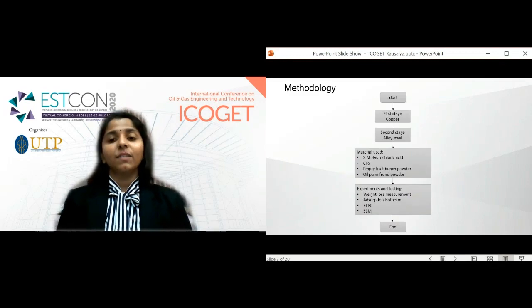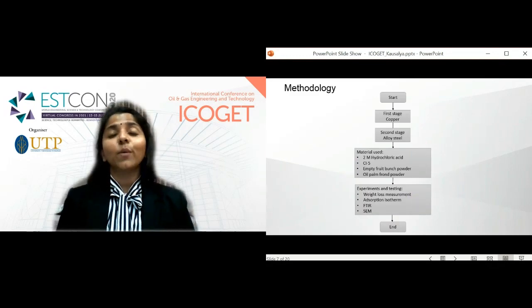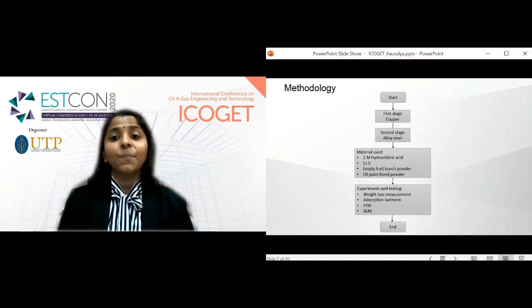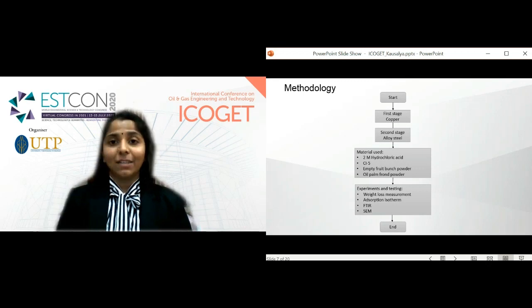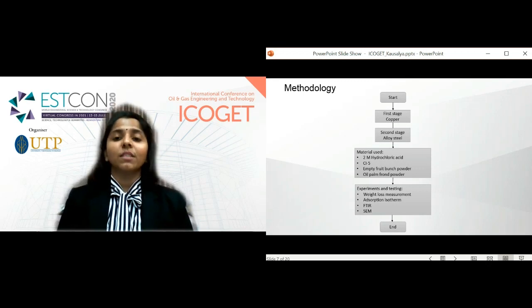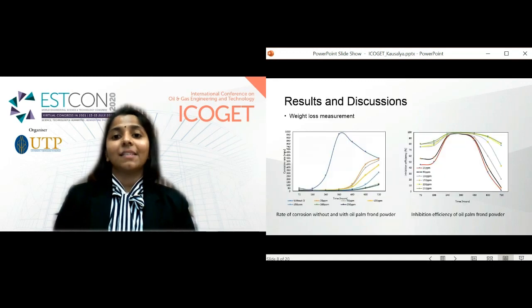Moving to the next content, which is the methodology. This shows the overall flow of the research which I conducted. In the first stage and the second stage, I used different types of metal, which are first the copper and second the alloy steel. The alloy steel was given to me by my supervisor, and it is the alloy steel commonly used in the oil and gas industry for pipelines. The materials used for this research, as I stated in the scope of study, are hydrochloric acid, conventional inhibitor CI5, empty fruit bunch powder, and oil palm frond powder. And the experiments and testings conducted throughout this research are the weight loss measurement, adsorption isotherm, FTIR, and also SEM. And with this, I would continue with my next slide, which is the results and discussion.